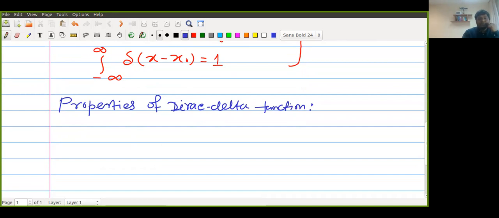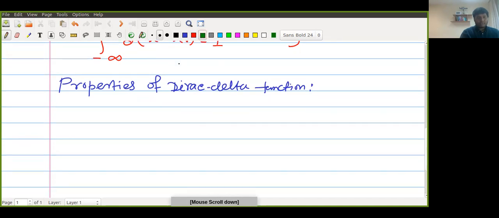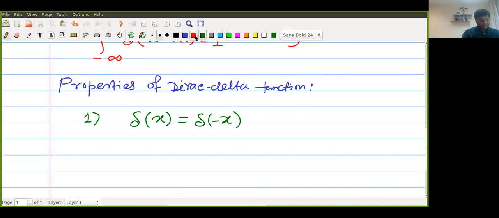Okay, so let me prove the first property. Let me write the first property which I am going to prove. Let's try to understand and prove whether it is true or not. This is a very important property of the delta function. We will use this property frequently in many parts of physics. Let me try to prove this one first.